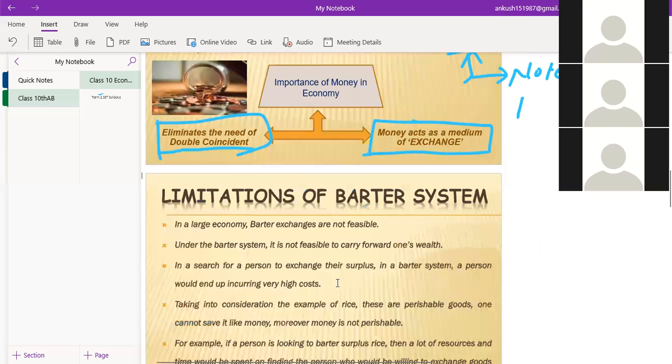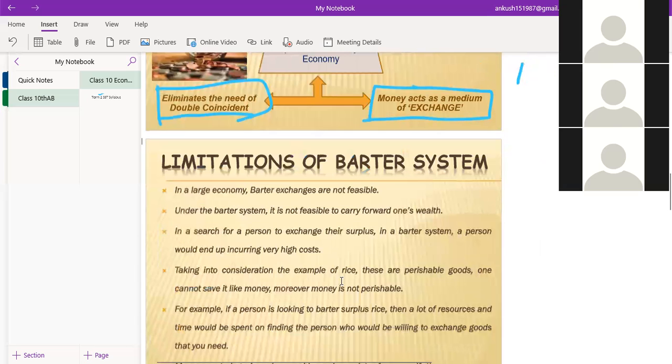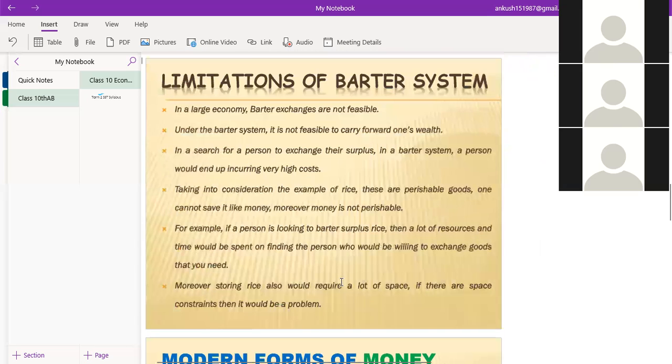Now there are some limitations of the barter system. What are the limitations that we are going to study here? What is the first limitation? In a large economy, as India is, what is the rank of the Indian economy? Do you know? Worldwide, I'm asking.